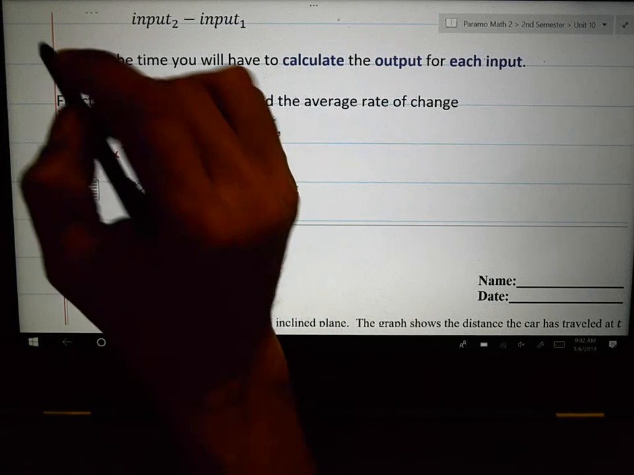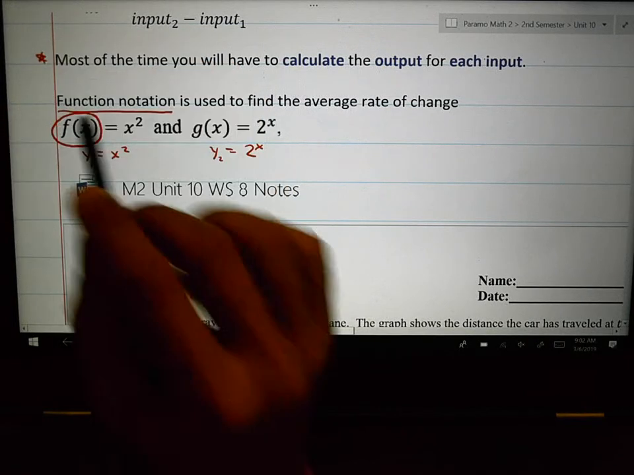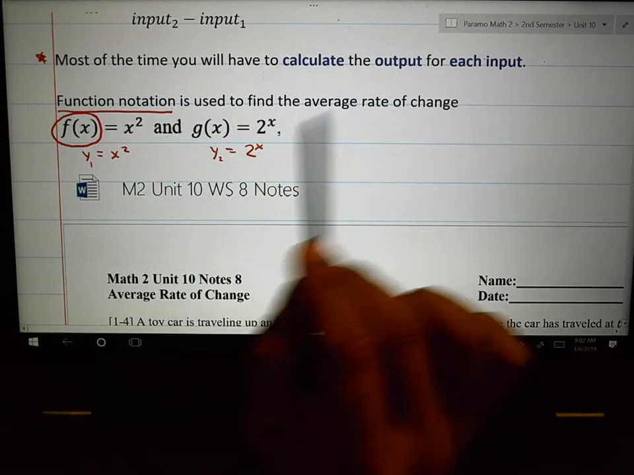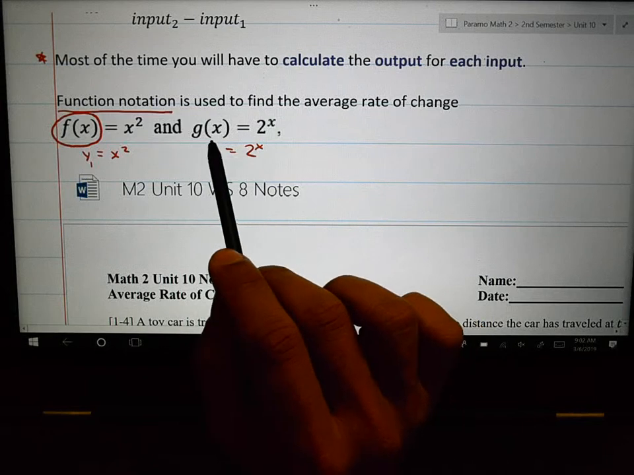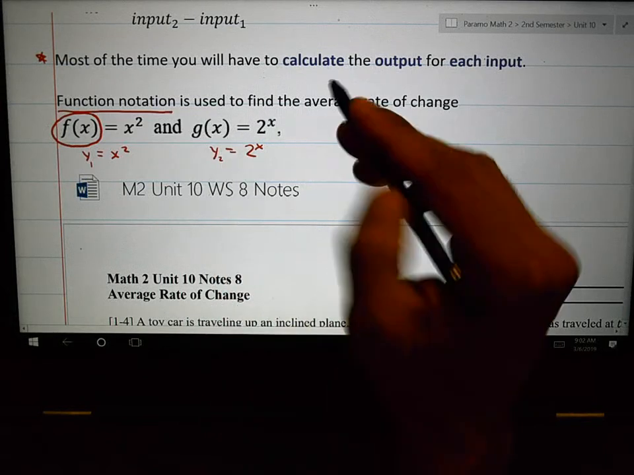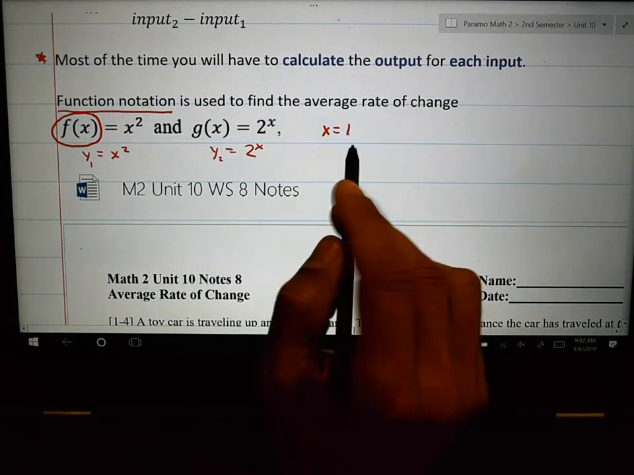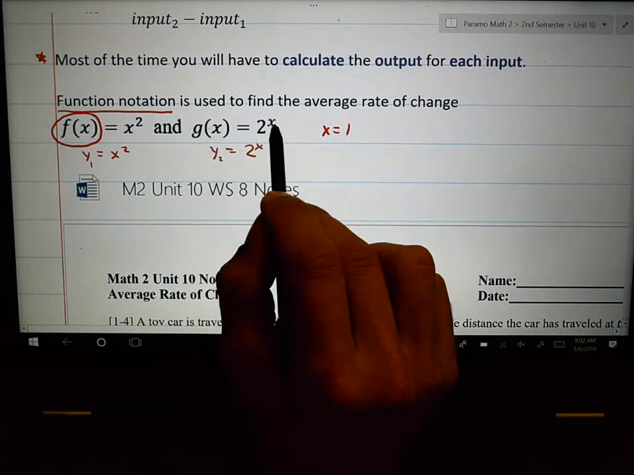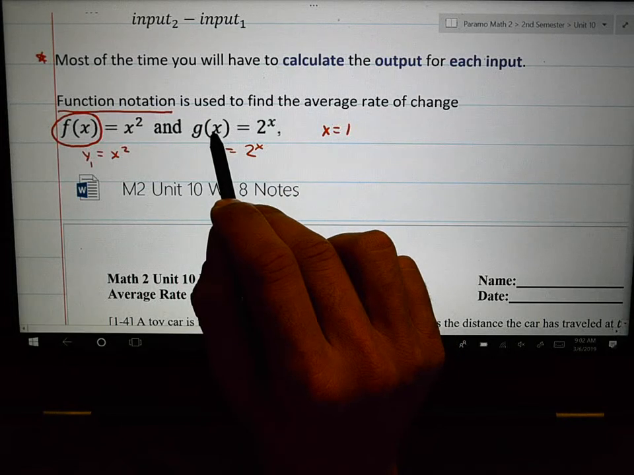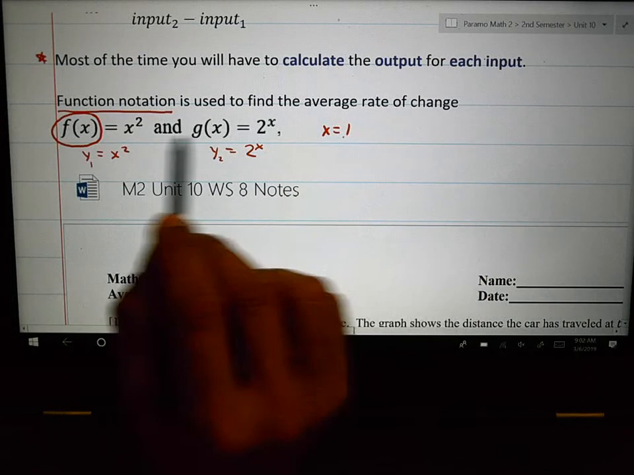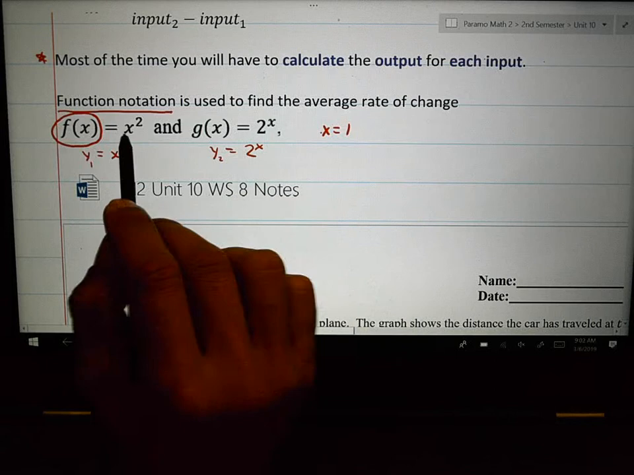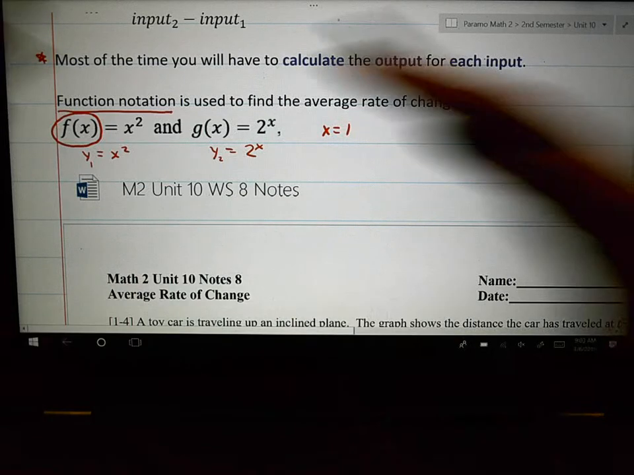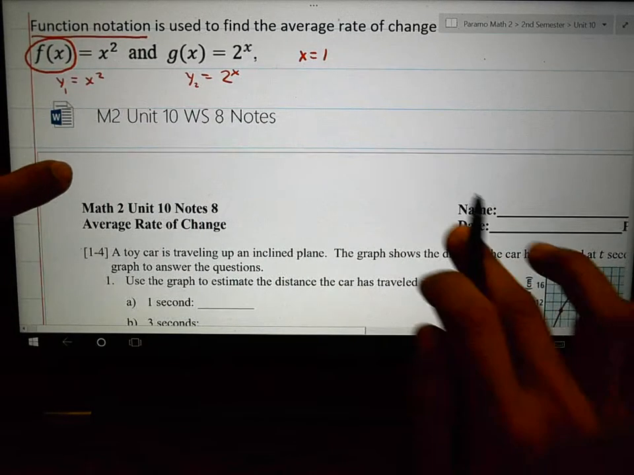And this is the most important thing that you'll probably end up doing. If I need to know what the output is when x equals 1, sometimes you're going to have to plug that into your equations and figure out, well, what is the output when you have 2 to the first power? You're going to figure that out. That's your output. This is your input. Sometimes that will be different depending on your equation. That's the whole nature of this worksheet, okay?